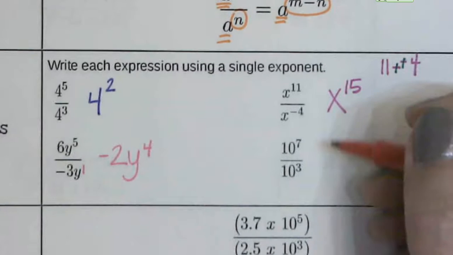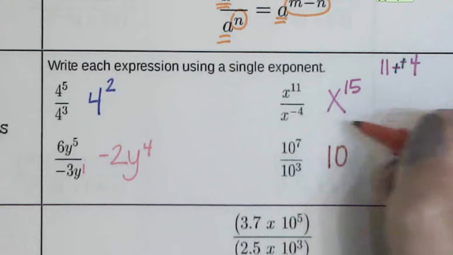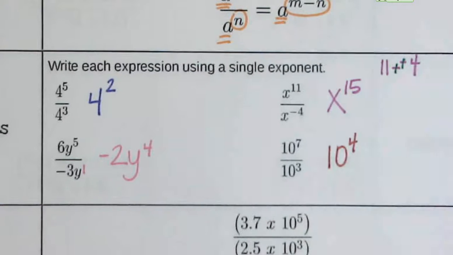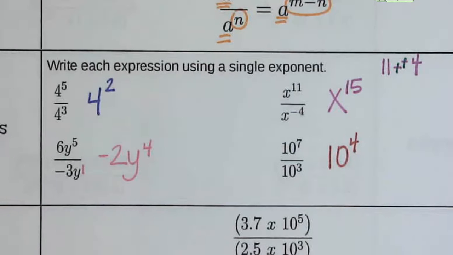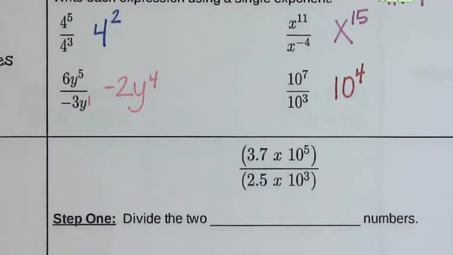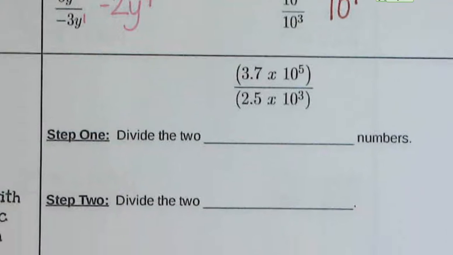All right, so now I'm going to apply everything we've learned to our dividing with scientific notation. So you can see here I gave you this problem of 3.7 times 10 to the 5th divided by 2.5 times 10 to the 3rd. So similar to what we did yesterday, we're going to do those same steps, except now we're going to be applying our division. So we're first going to divide the 2 decimal numbers, just like we did in multiplication yesterday.